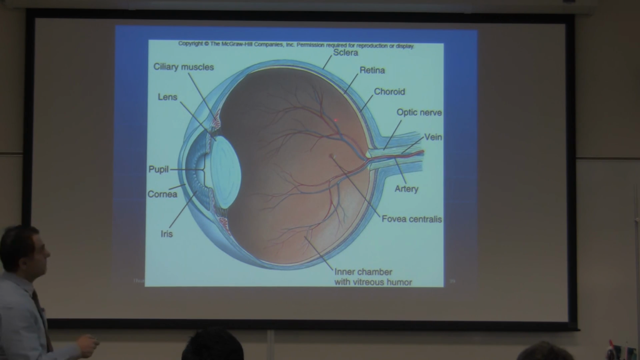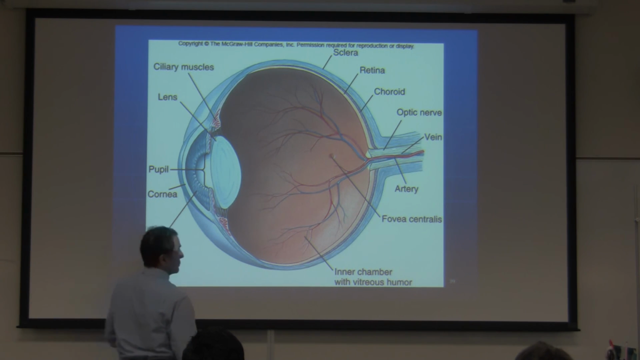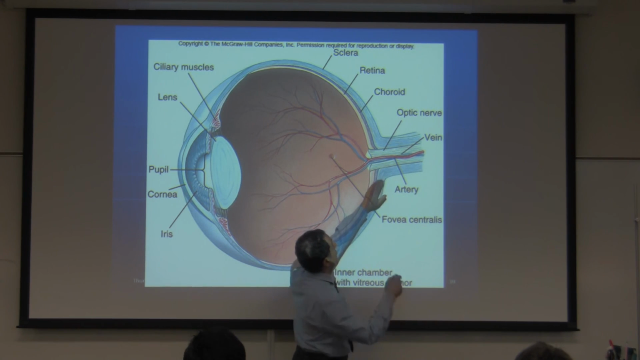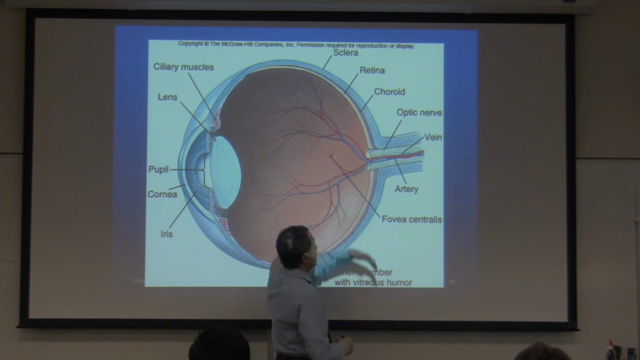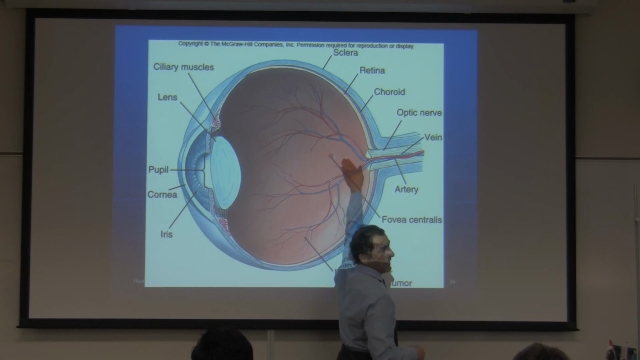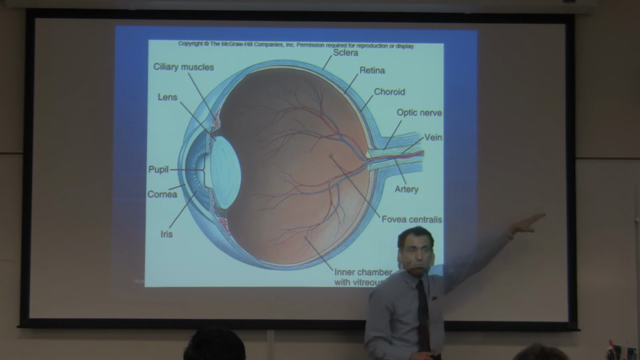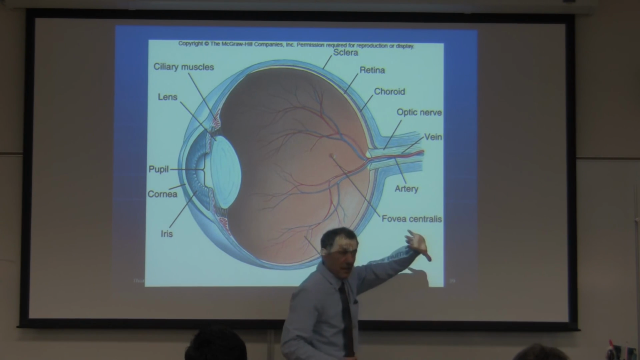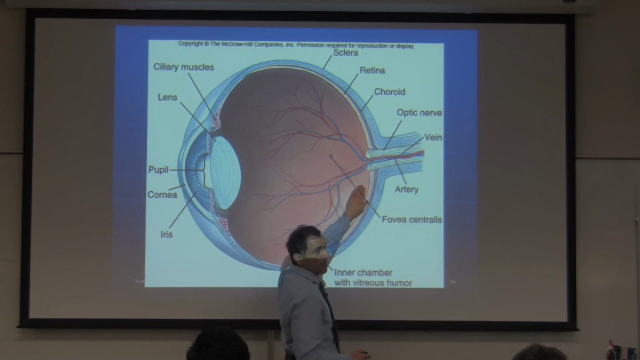Okay, and then behind the retina, you have the choroid. The choroid is vascular, your blood vessels. There is a whole bunch of blood vessels on the choroid. And then of course, this is your optic nerve right here, which takes the image that is formed in the back of your eye on the retina to the brain, and in the brain you see the image upside down.